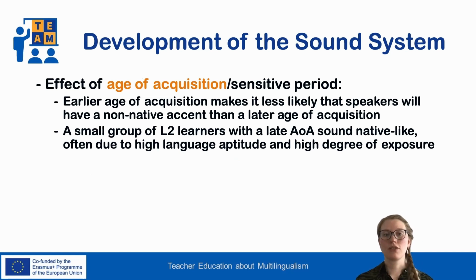There's also the effect of age of acquisition, which is also linked to the sensitive period. And this says that an earlier age of acquisition makes it less likely that speakers will have a non-native accent than a later age of acquisition. So this is what we usually find from this phonological side. But there is still a small group of L2 learners with a late age of acquisition that do sound native-like. And this is often then due to high language aptitude, so that they are, so to say, born language learners, and also a high degree of exposure to the language.